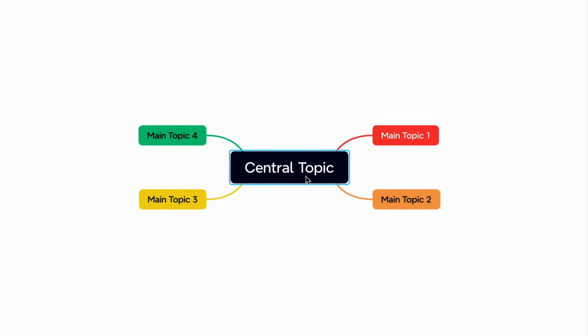Edit text. Double-click or select and press the space bar to edit the text of a topic. Try typing your first idea into the central topic.